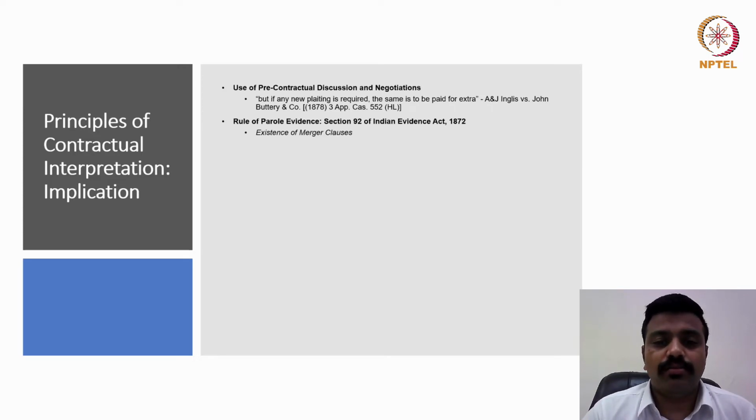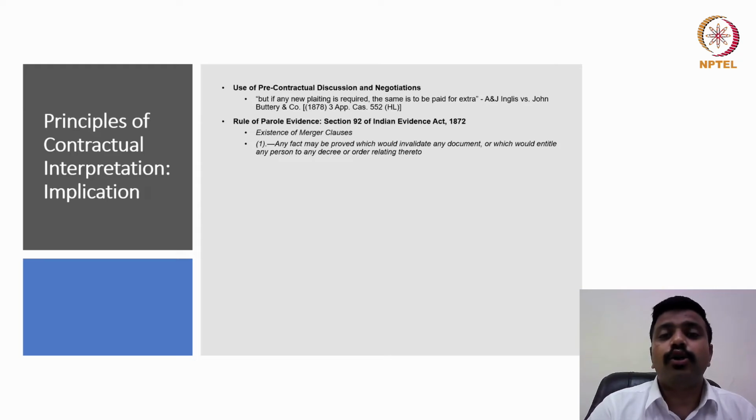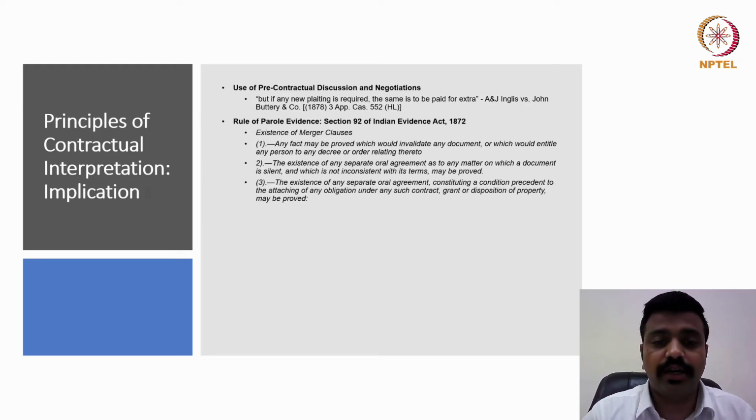Existence of merger clauses. If there is any fact which may be proved, which would invalidate any document or which would entitle any person to any decree or order relating thereto. This is the first premise. The merger clause, it could be a particular subsequent agreement which is executed. We spoke about the concept of using non-obstante clauses such as notwithstanding anything contained in the erstwhile or the previous agreement. If such a clause is there, then in those circumstances, the courts are bound by Section 92 of the Indian Evidence Act to look beyond the terms of the first agreement to the subsequent document which is executed accordingly.